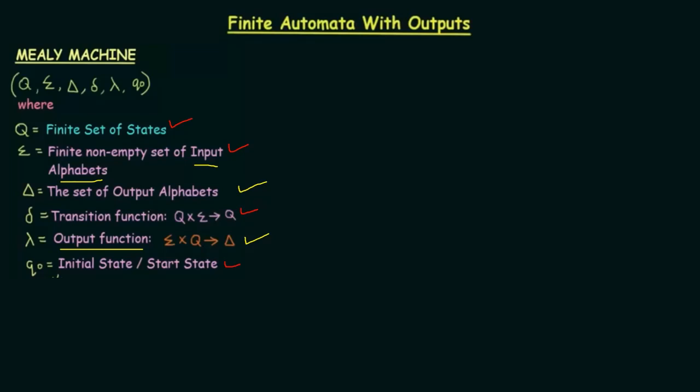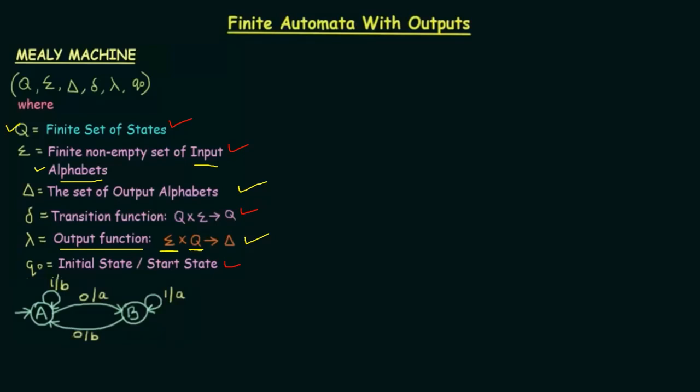You can see that the output function in a Mealy machine is dependent on these two things. One is sigma, one is Q. Now what is sigma? Sigma is the input alphabet. And what is Q? Q is the current state. So whenever we are talking about the output function in a Mealy machine, it is going to be dependent on both of these: the current state and the input alphabet. So let's see an example.